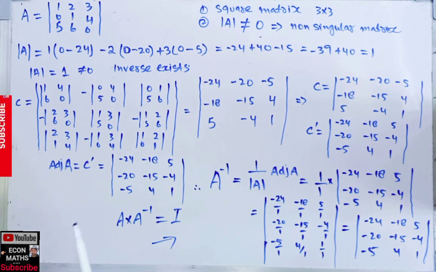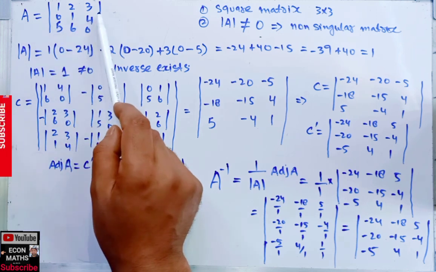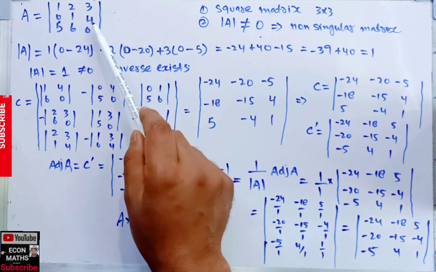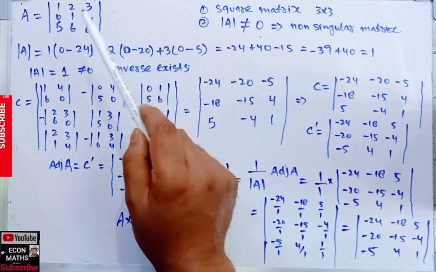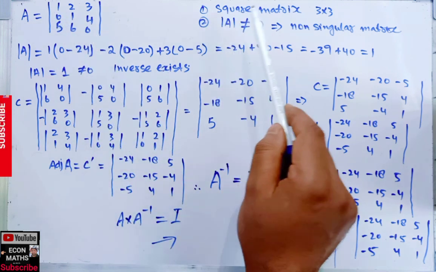So I will repeat here. If A was given this, A is the given matrix. First of all, we have to check whether it is a square matrix. If it is a square matrix, then we can proceed to find the inverse. Since the number of rows and columns are equal, this is a square matrix.